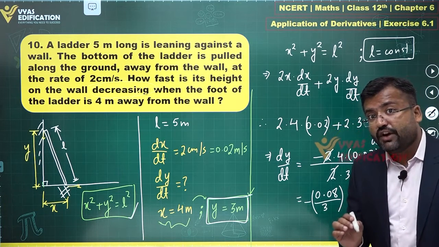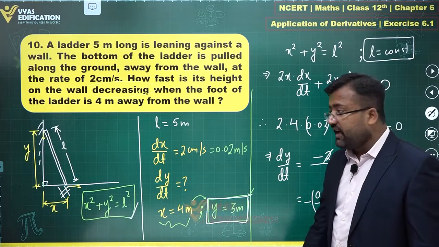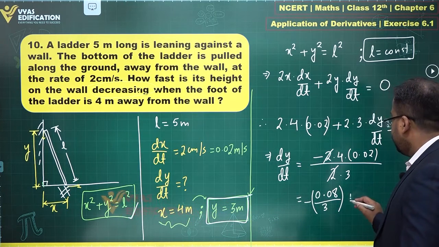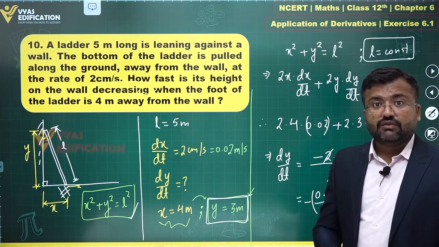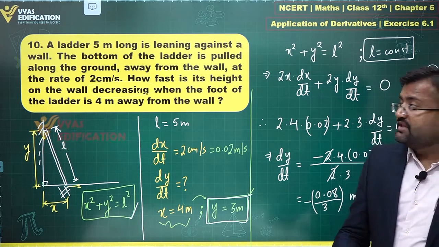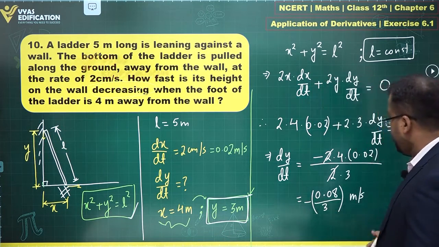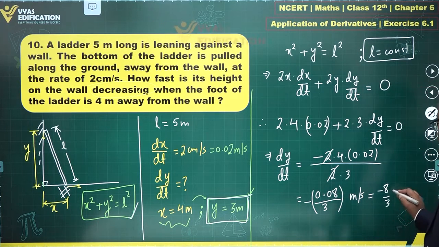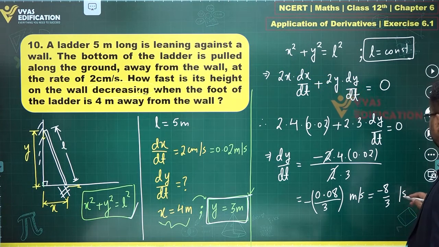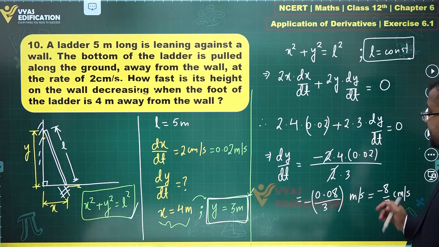And the units, don't forget the units. This y is measured in meters, right? So this is length and time, this is meter per second, okay? But we can find in terms of centimeter per second. You see, this is 0.02, this was given as 2 centimeters. So let's also find in terms of centimeter. So multiply this by 100, this will give me minus 8 upon 3 centimeter per second is the final value. Centimeter per second is the rate of change.